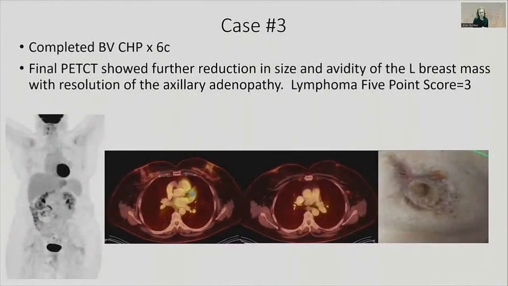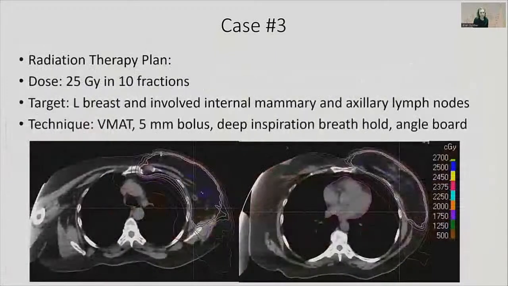She completed a total of 6 cycles of BV-CHP, and the final PET showed further reduction in size and avidity of the left breast mass with resolution of the axillary adenopathy. And this 5-point score was a score of a 3, which indicates a complete metabolic response.